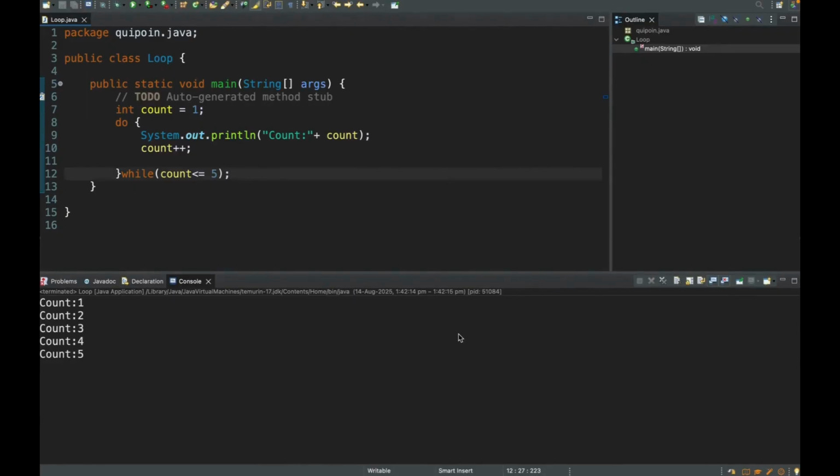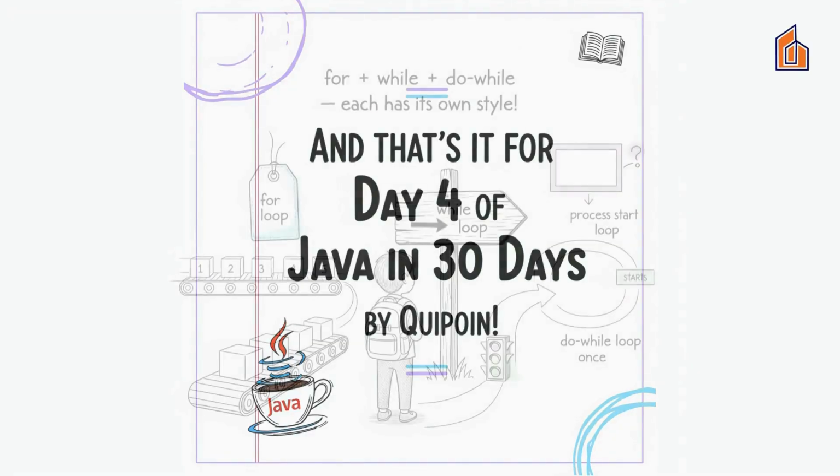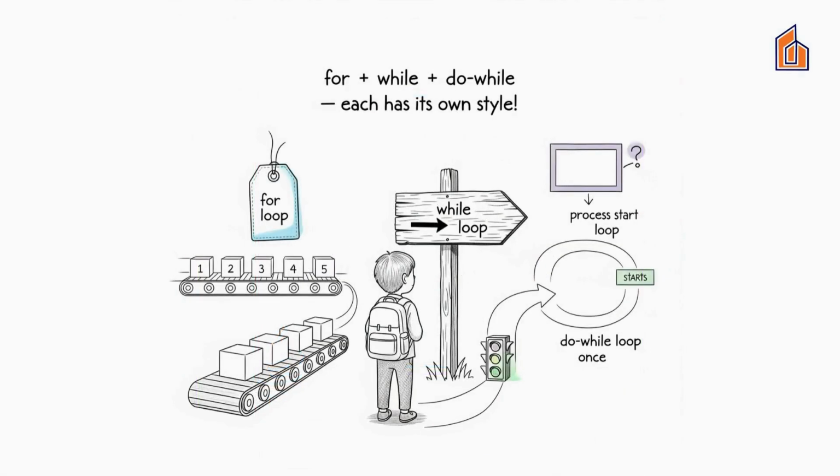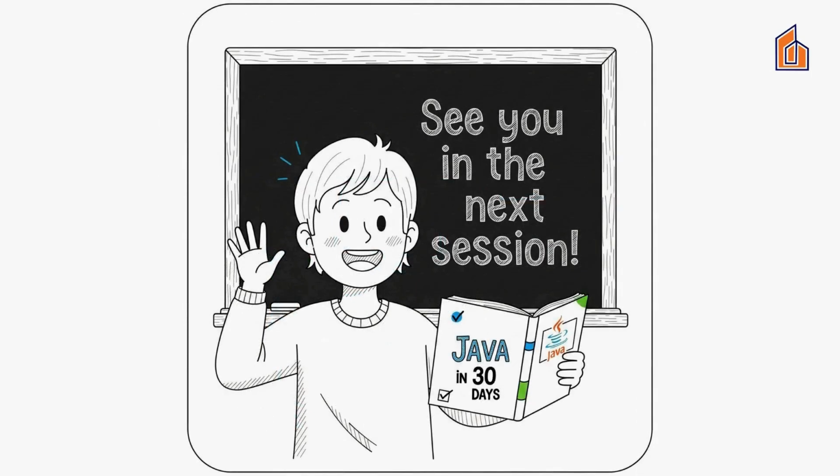as per our condition. And that is day 4 of Java in 30 days by Quipoin. We learned how to repeat tasks using for, while and do while loops, each with their own style and use cases. Next time, we will look at input and output with Scanner and System.in and out. So, see you in the next session.